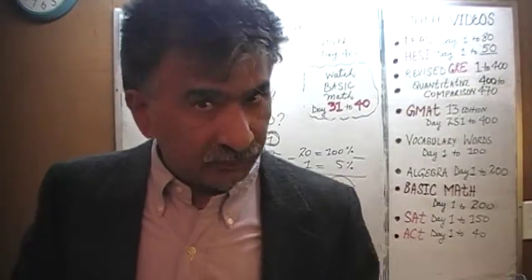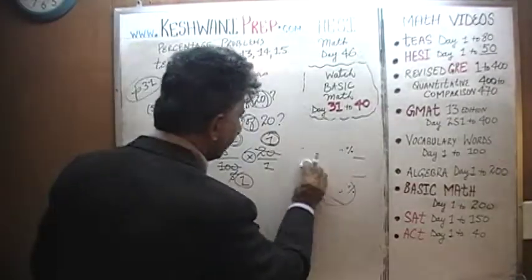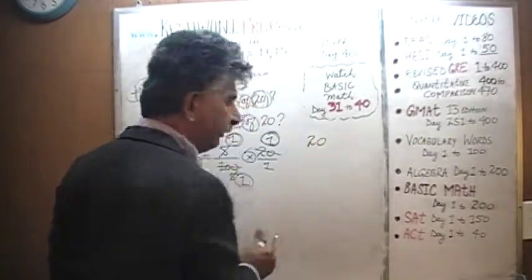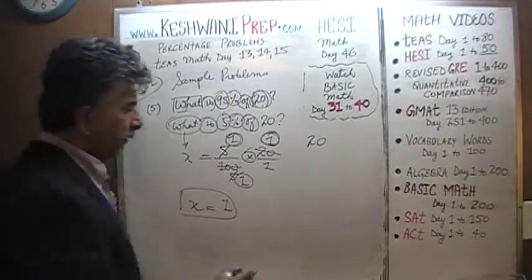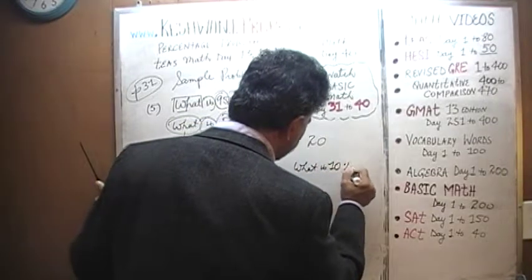Let's do it one more way. I'm going to show you the third way. Okay? 20 is what we're dealing with. Right? Can you tell me what is 10%? What is 10% of 20?